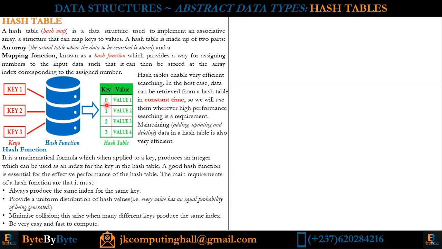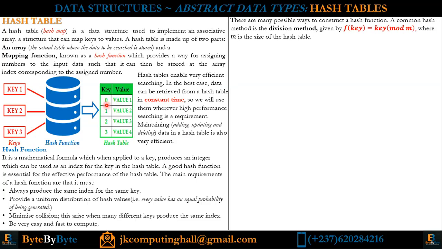The next characteristic is that it must provide a uniform distribution of hash values. That is, every value has an equal probability of being generated. The third one is that it minimizes collision. And we are just seeing that collision arises when many different keys produce the same index. We shall evaluate this in the next lesson whereby we shall see what collision is and how to effectively handle collision in a hash table. The last characteristic of a hash function is that it should be very easy and fast to compute.